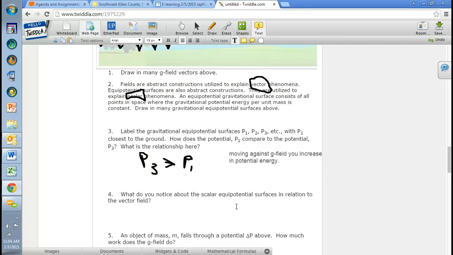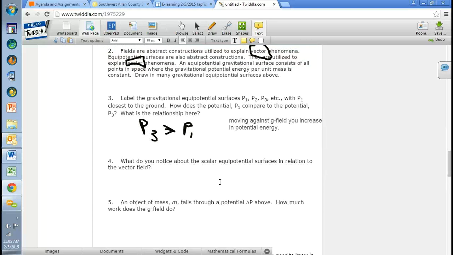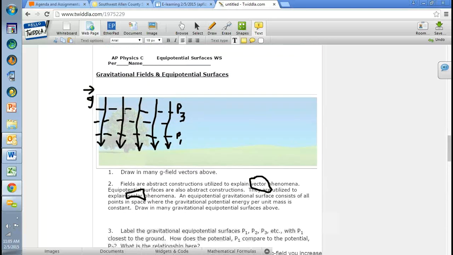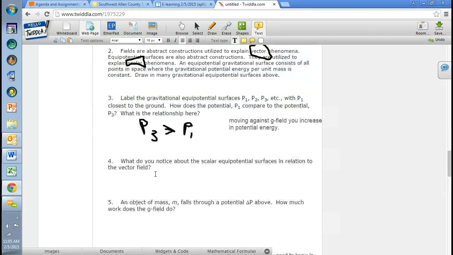Okay, then the next one says, what do you notice about the scalar equipotential surfaces in relation to the vectors? So here are the dotted lines for the equipotential surfaces and the field vectors. What do you notice about those two? Michael says they're perpendicular, so does Mike. You see that they're perpendicular to one another? Yes. Okay, so I'm going to put that down then. Perpendicular.